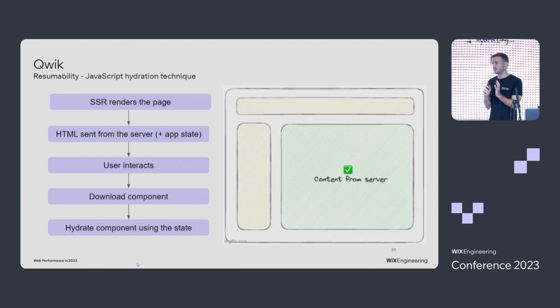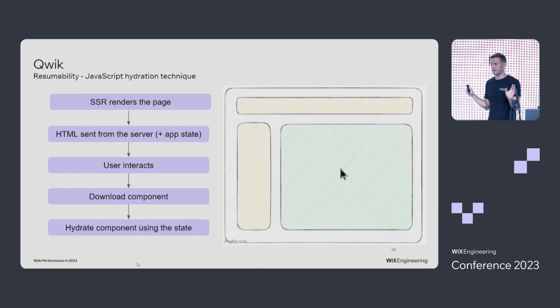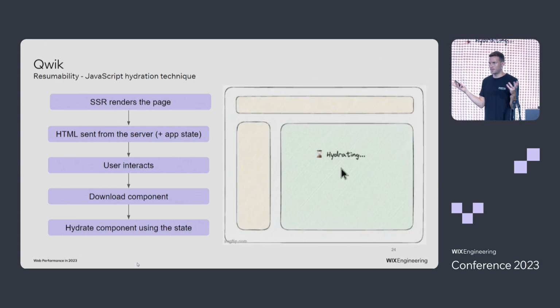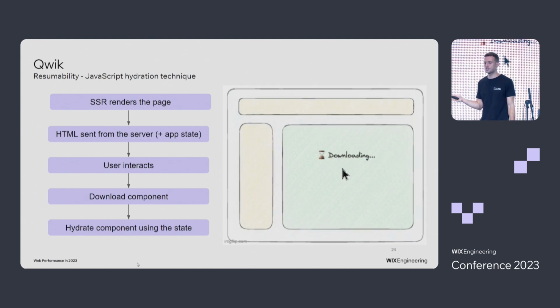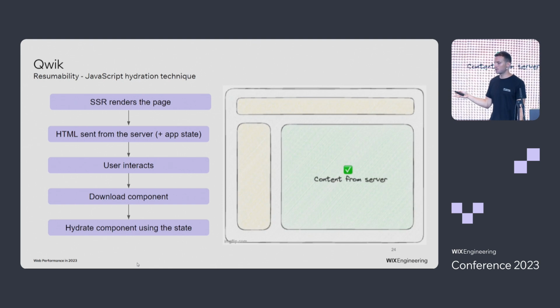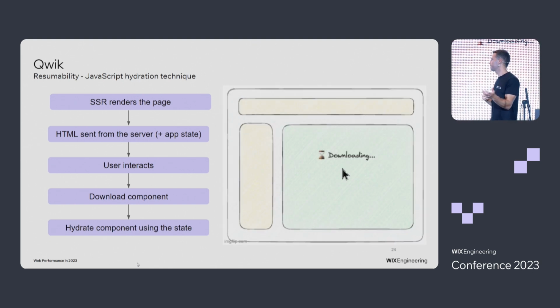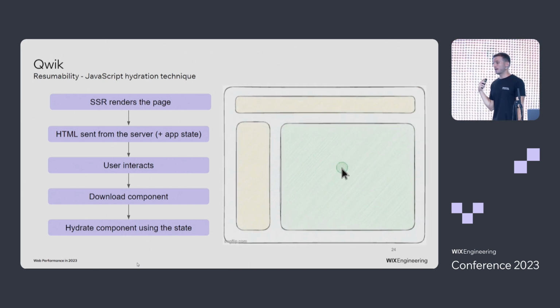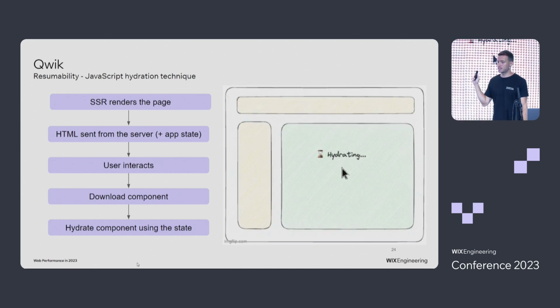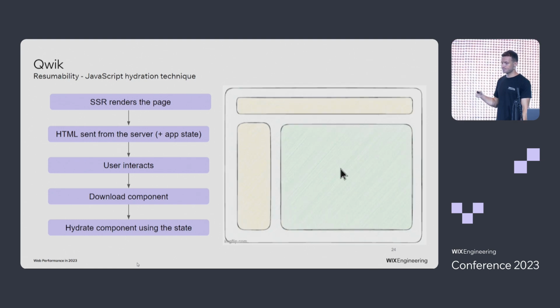And then no JavaScript is sent to the client. You don't need JavaScript to display pages. You just need HTML. And then when the user interacts with the page, the component is downloaded and hydrated with the state of the component. This is how Qwik is actually making the sites interactive very, very fast.